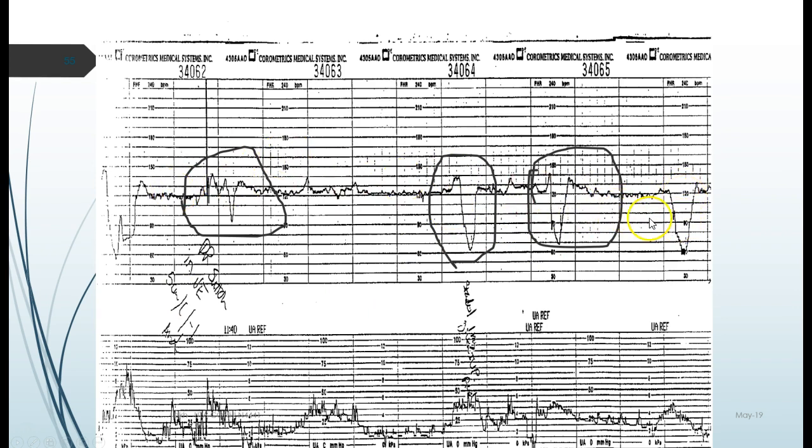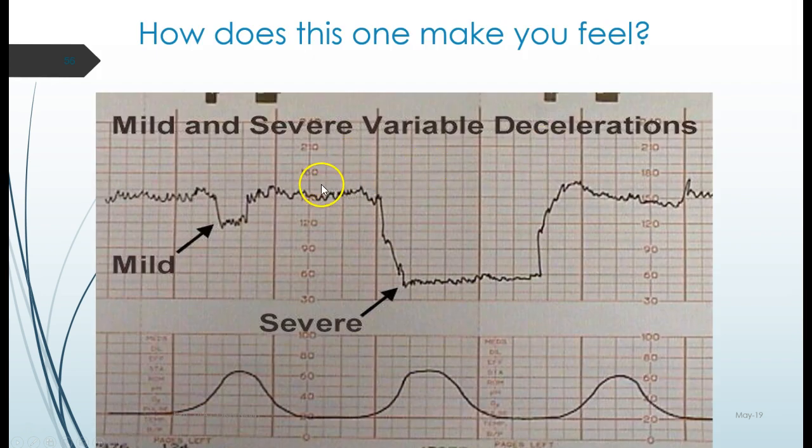But if this was all we saw and then we went back to a regular strip without a lot of these, because we turned her, gave her oxygen, we kept our variability, we're going to let her continue to labor. Mild and severe variables. Hopefully you'll agree with me.